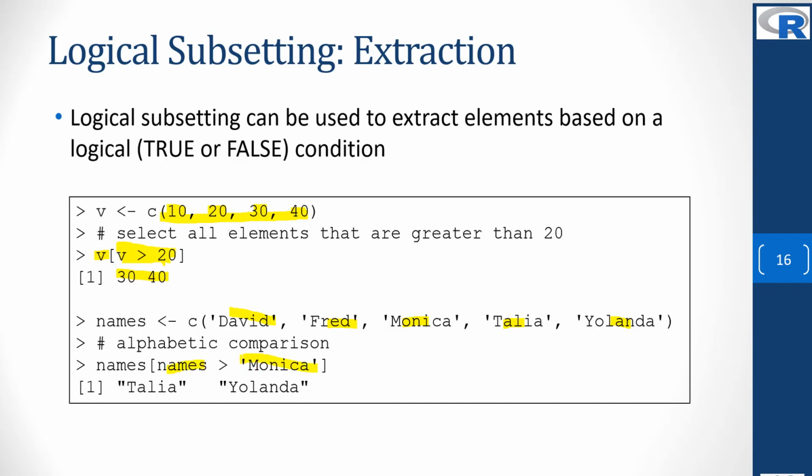Now remember, this is the lexicographic ordering here, and so anything that is, in terms of the sorting order of these letters, greater than M, and then the remaining letters of the word Monica, is going to return true. So David doesn't make the cut, Fred. Monica is equal, so it's not greater than, so that also doesn't make the cut. And then Talia and Yolanda are the only results of that expression.